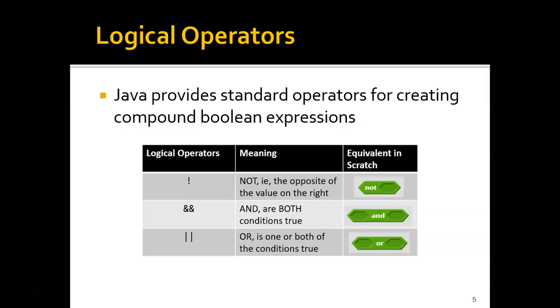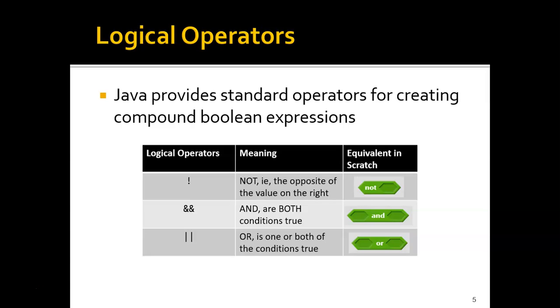again, the not value is the same as it was in Python, so an exclamation point in front of any Boolean would negate that Boolean. So if you did not true, it would return false. So exclamation point true would return false.